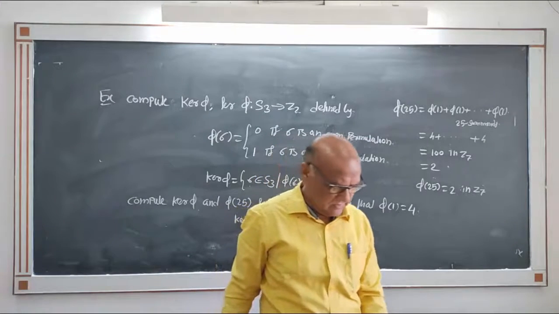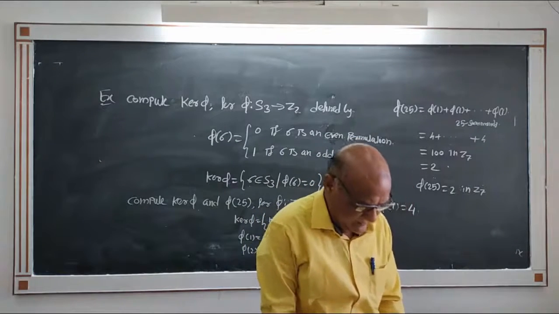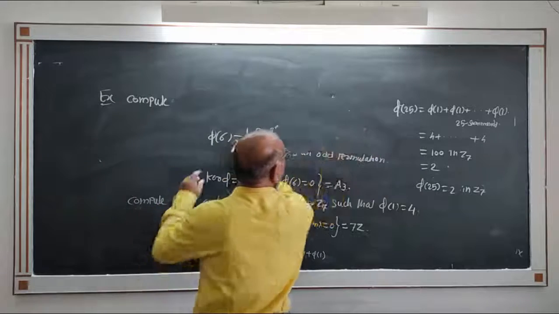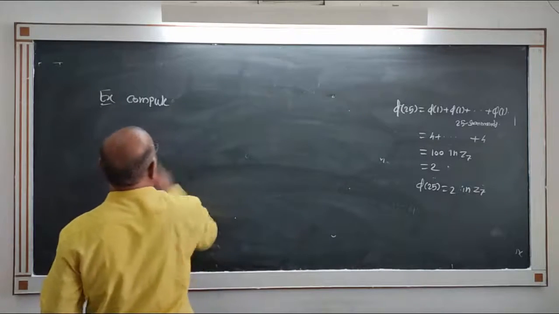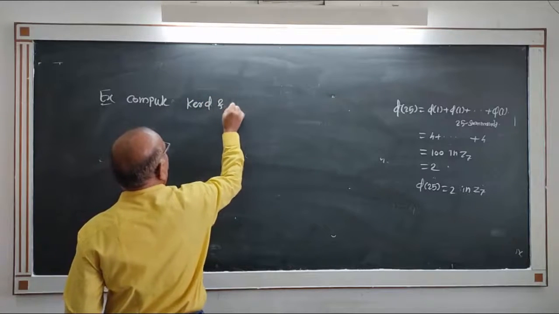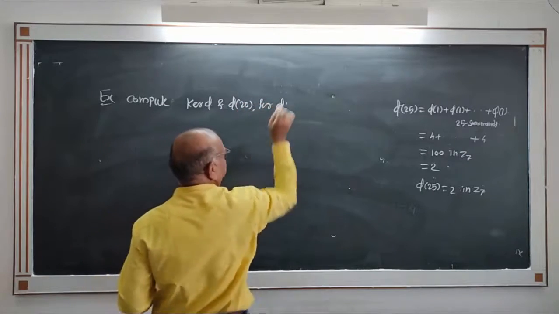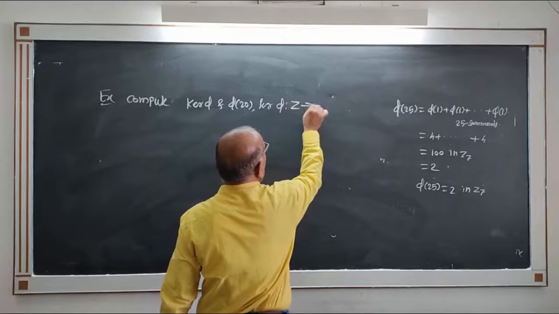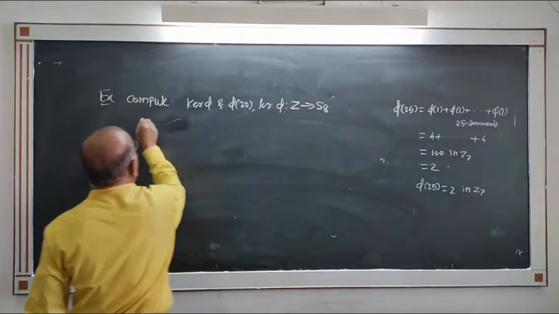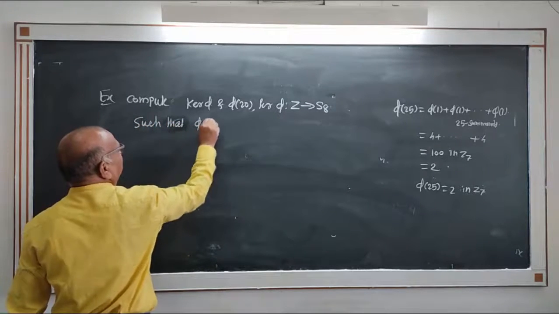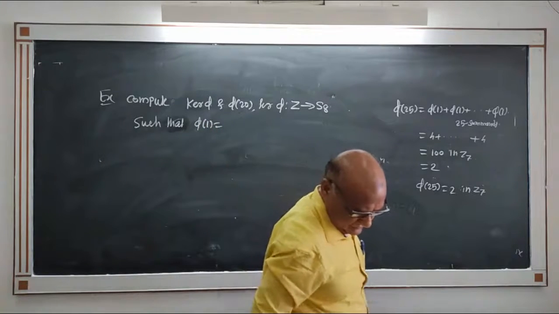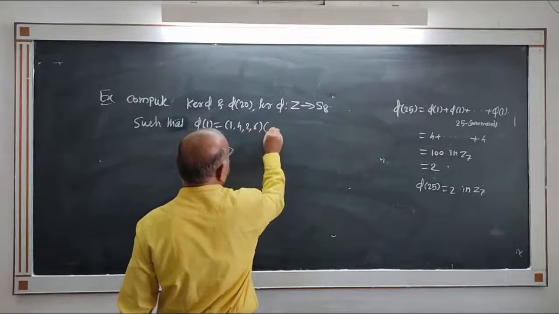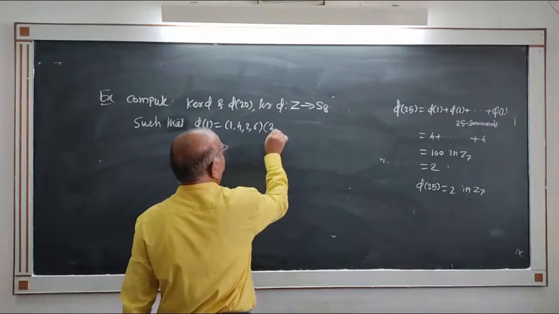Now, another example. Compute kernel phi and phi of 20 for phi a mapping from Z to S8 such that phi of 1 is equal to the cycle (1 4 2 6), and in the second cycle (2 5 7).